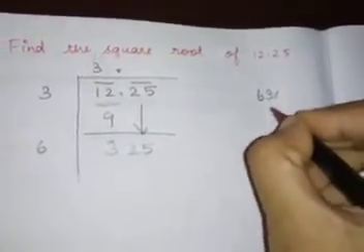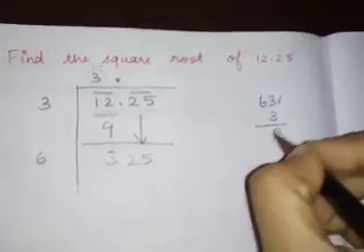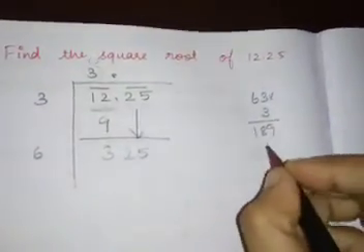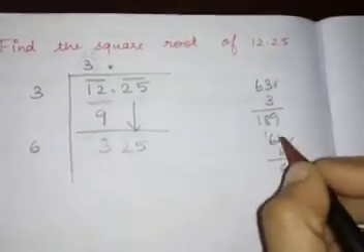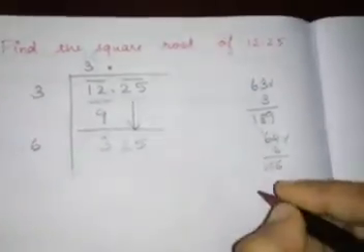63 into 3. What is 63 into 3? 3 threes are 9. 6 threes are 18. Next, 64 into 4. 4 fours are 16. 6 fours are 24. 25.